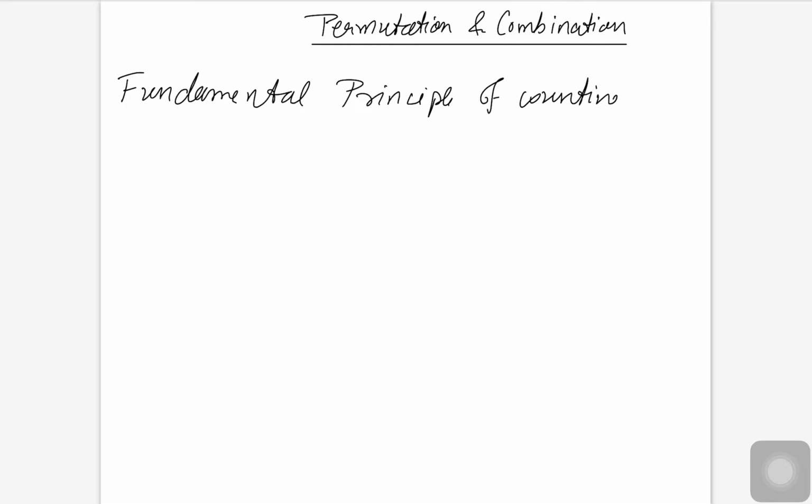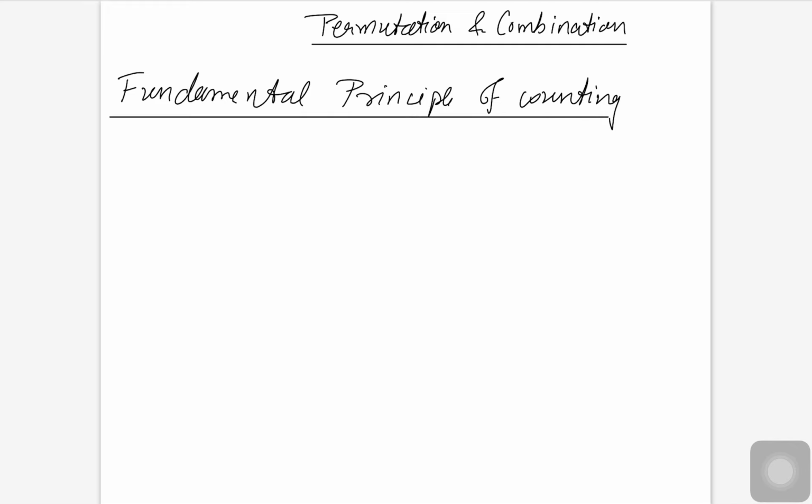Now what is permutation and combination? It is basically counting, simple counting. There is a rule which is called the fundamental principle of counting.